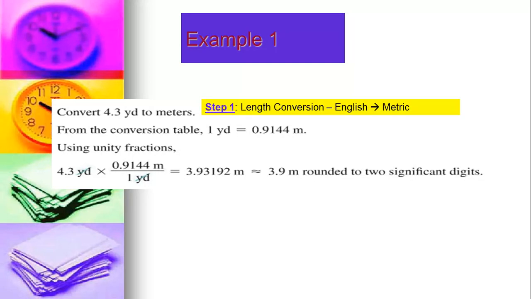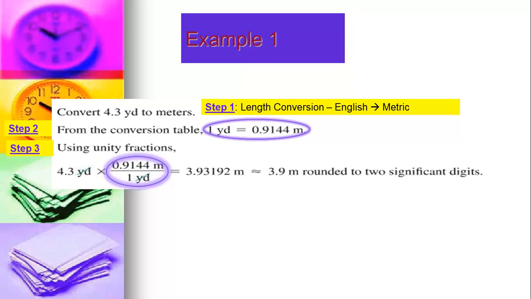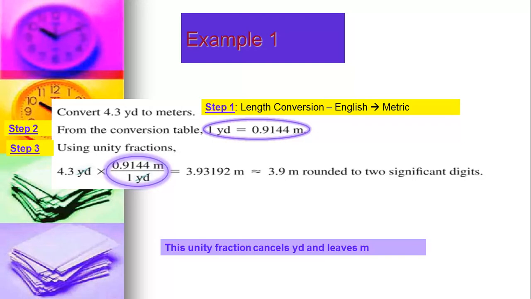For step number 1, gagawin mo muna, tingnan mo yung conversion, kung English to metric. Pag step number 2 naman, tingnan mo yung conversion table and makikita mo yung conversion factor niya. And then sa step 3, using unity fractions na yung gagamitin natin. And then makukuha mo na yung sagot. So this unity fraction cancels yard and leaves meter na lang, no? Kasi nga na-cancel yung yard and ang matitira na lang yung meter. Okay?